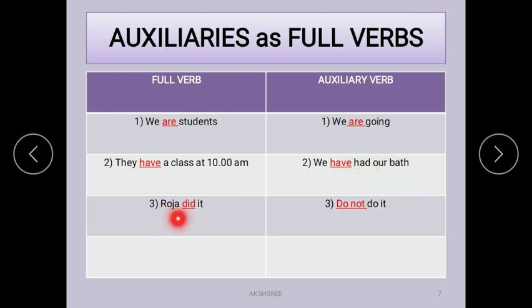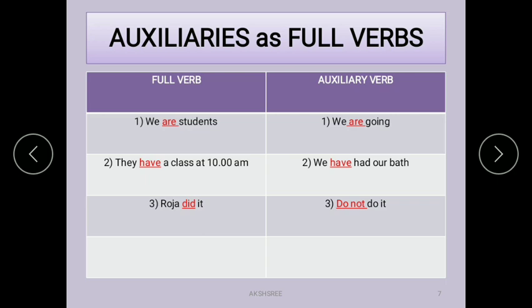Next one: Roger did it. Here did is used as the main verb. Then: do not do it. Here the second do is the main verb, and do not, that is the negative form, is the auxiliary verb. Do not, don't, is used as an auxiliary verb in order to support the main verb do. Understood how these primary auxiliaries can be used as a main verb and as an auxiliary verb? Hope all of you have understood.